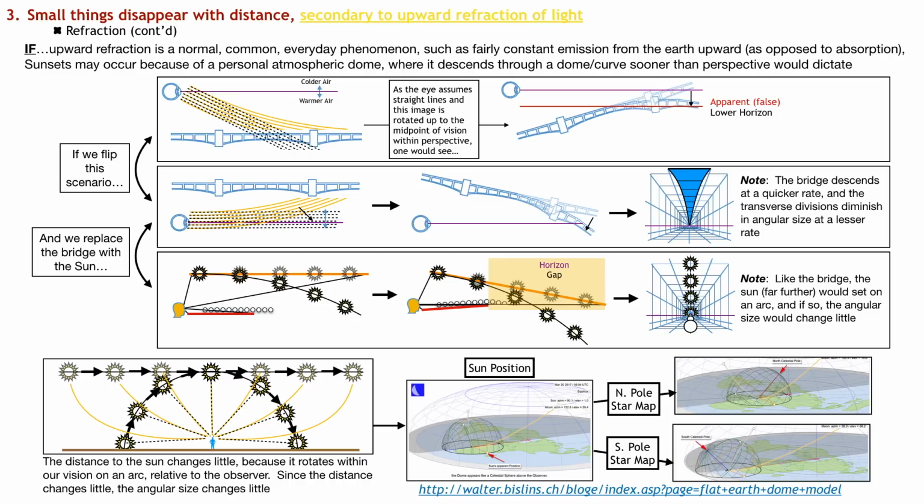So if we replace that bridge with essentially the sun and were to model how that would descend within perspective sooner than perspective would dictate, we would get a similar phenomenon. So the distance to the sun changes little within that scenario because it rotates within our vision on an arc relative to the observer instead of traversing away from us. So since the distance changes little, the angular size would also change little.